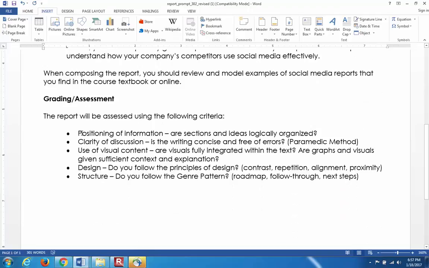What you're going to be graded on is how ideas are organized, if the ideas are clear and free of errors. So that's using the paramedic method to make sure that you're using concise and effective language. You will also be graded on how you use visual content, whether or not the visuals are integrated within the text and have a context and explanation, whether or not you have carefully designed your report following the principles of design, and if you are following the genre pattern, if there is a clear structure to the report itself. Okay?